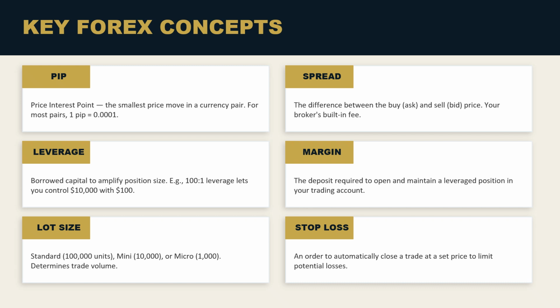Let's break down the essential vocabulary you'll hear on every single trade. First, a pip. This stands for price interest point. It's simply the smallest standard price move a currency pair can make. For most pairs, it's the fourth decimal place. If euro to US dollar moves from 1.0875 to 1.0876, that's a movement of 1 pip.